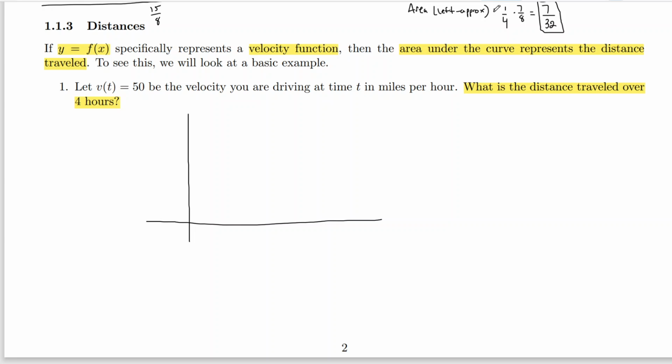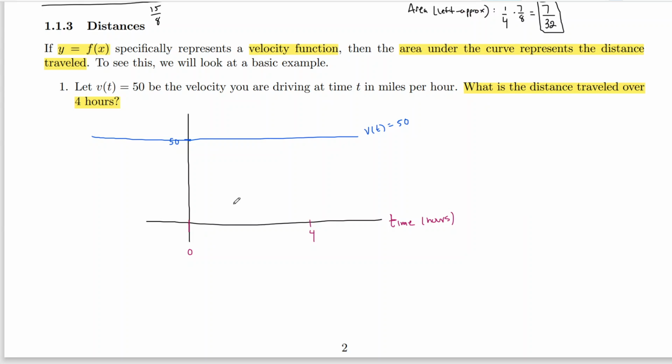So this is going to be a graph. It says over 4 hours. It doesn't really tell us what t value. So I'm going to pretend we're starting at t equals 0 and going to t equals 4. And this is going to be time in hours. But kind of the point here is that this graph is going to be a horizontal line at just y equals 50 because it is just a number. So this is v of t equals 50. Now in general, when we're talking about time, we don't think about negative time, but just to really graph the whole thing, this is what the graph of v equals 50 looks like.